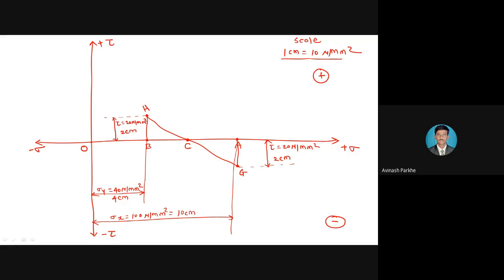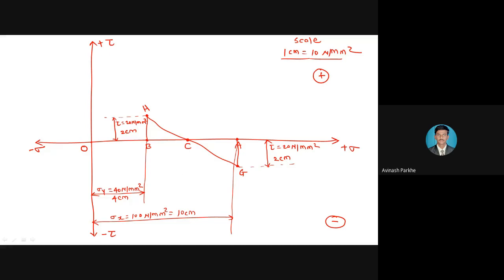Understand the difference between previous case and this case. For the case number 2, directly I have taken the center point as C, but here first of all at point A I have represented the shear stress 2 centimeter, at point B I have represented shear stress 2 centimeter, and then I have drawn inclined line, and due to this inclined line I got this particular point C.